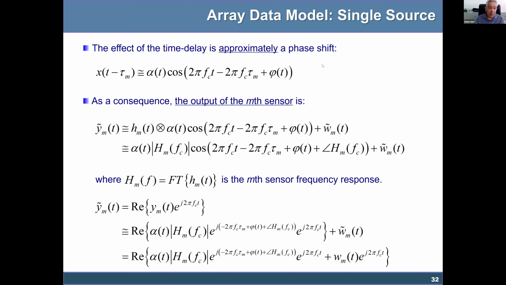So if the signal is narrowband, instead of alpha of t minus tau m, we put alpha of t. Instead of phi of t minus tau m, we put phi of t. So what is the effect of a delay? The effect of the delay is just this term here. So if the signal is narrowband, a delay is mapped into a phase shift. So we have a phase shift that is proportional to the delay.